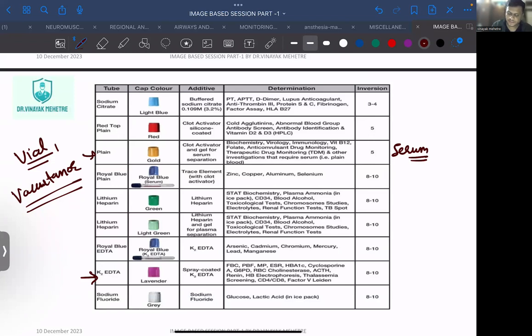Something related to coagulation factors, for example PT, INR, APTT, is going to go in the blue vial. One more thing to remember specifically: D-dimer also goes in the blue vial. Something related to sugar will go in the gray vial, except HbA1c, which will go in lavender.